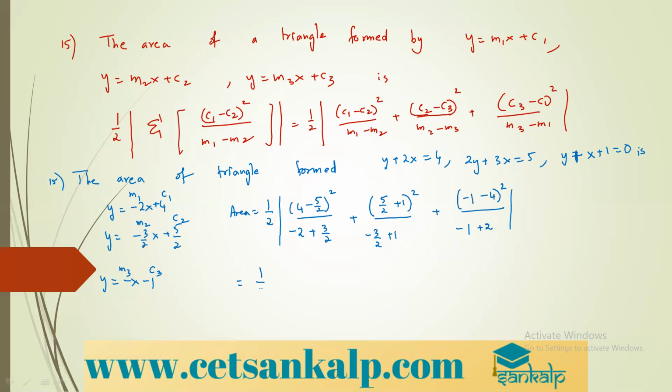Or you can get this as half into, you have 8 minus 5, 3 by 2 whole square, so 9 by 4, over minus 4 plus 3, minus 1 by 2. Then 5 plus 2, 7 by 2 whole square, 49 by 4, over minus 3 plus 2, minus 1 by 2. Then minus 5 whole square, 25 by 1.